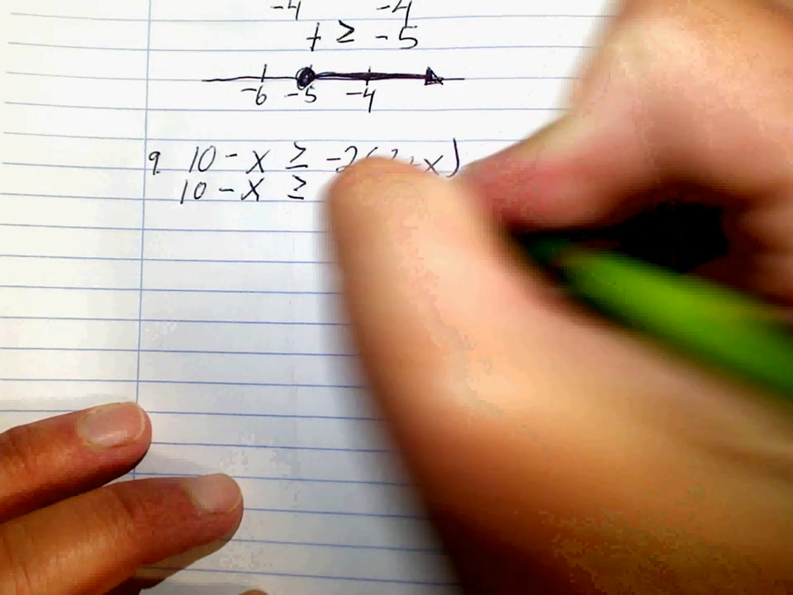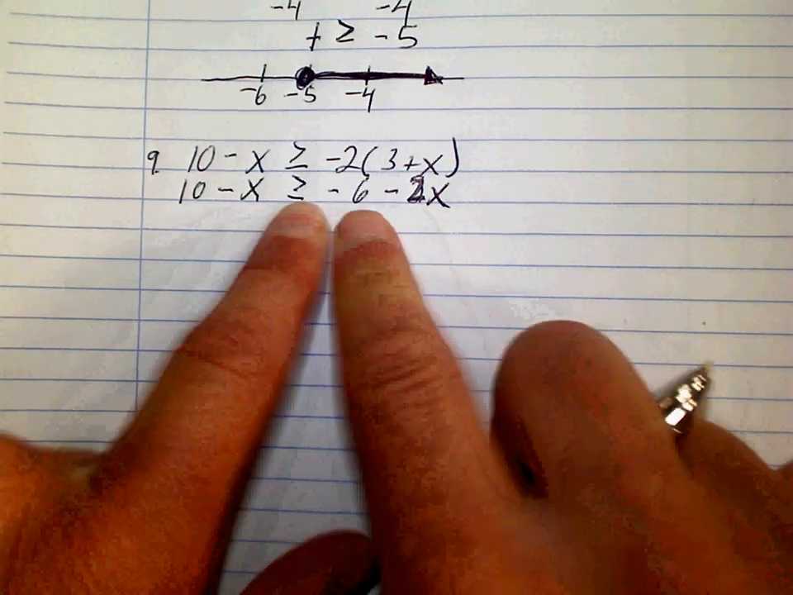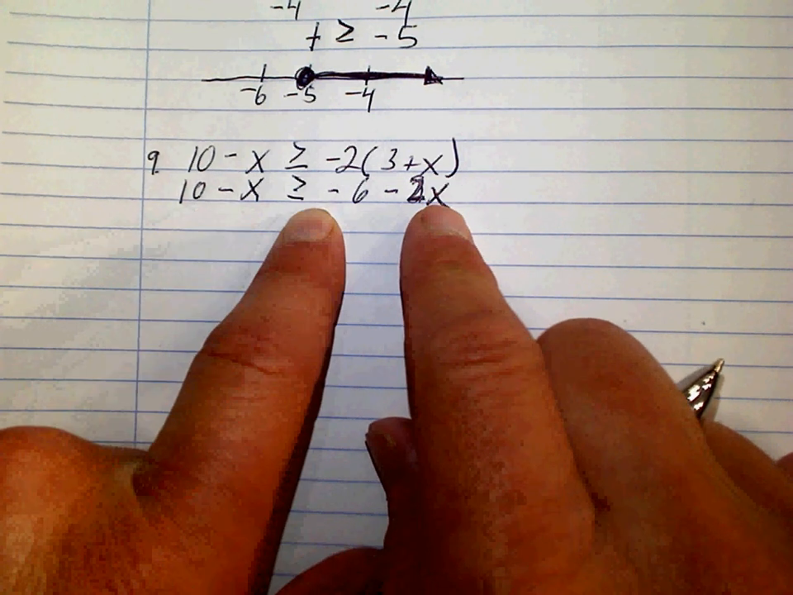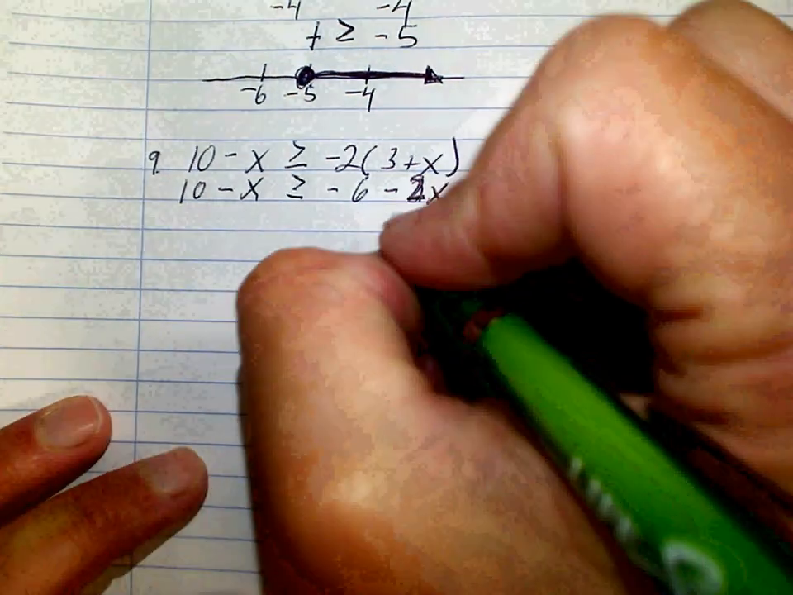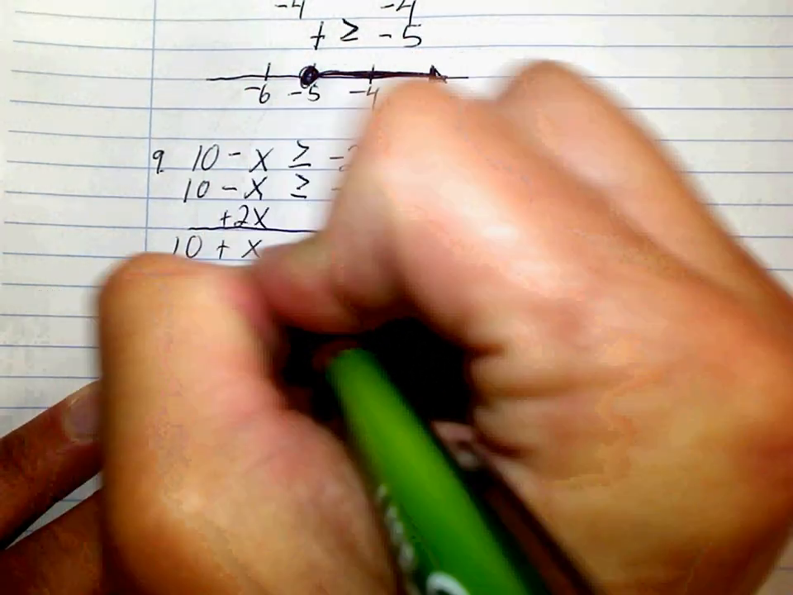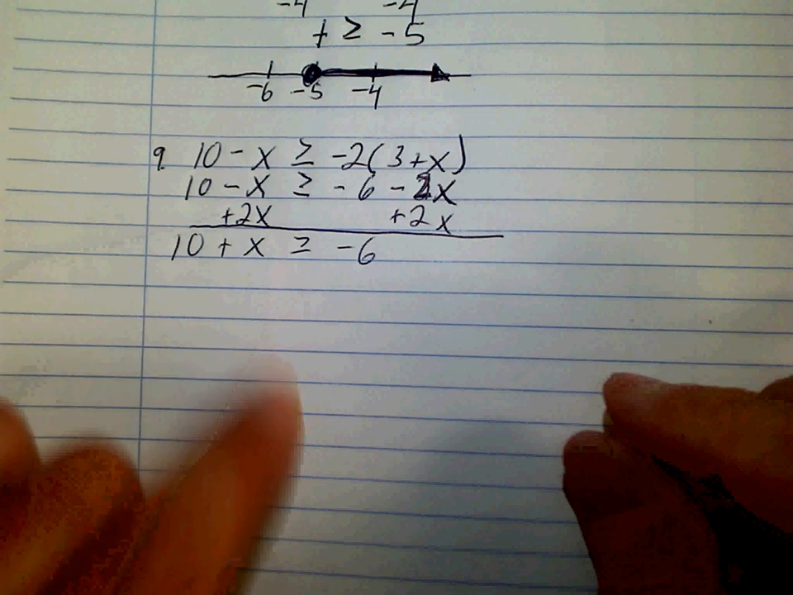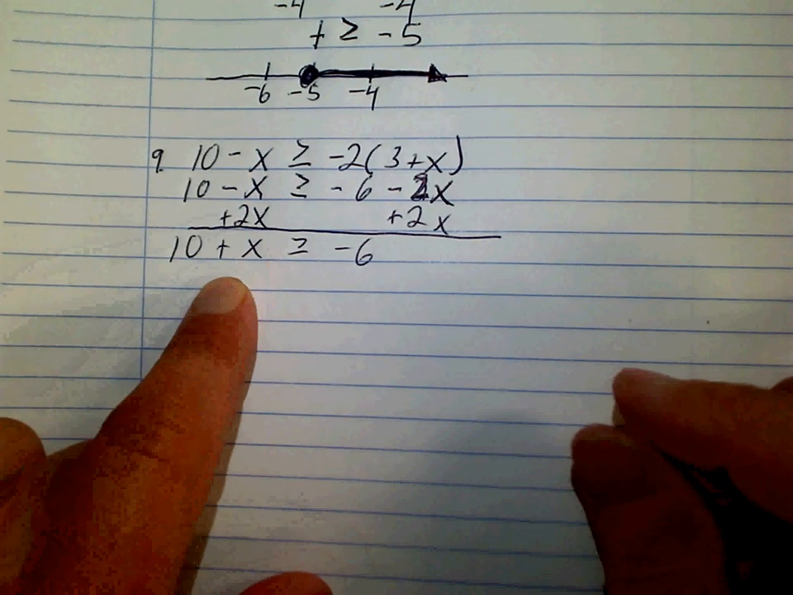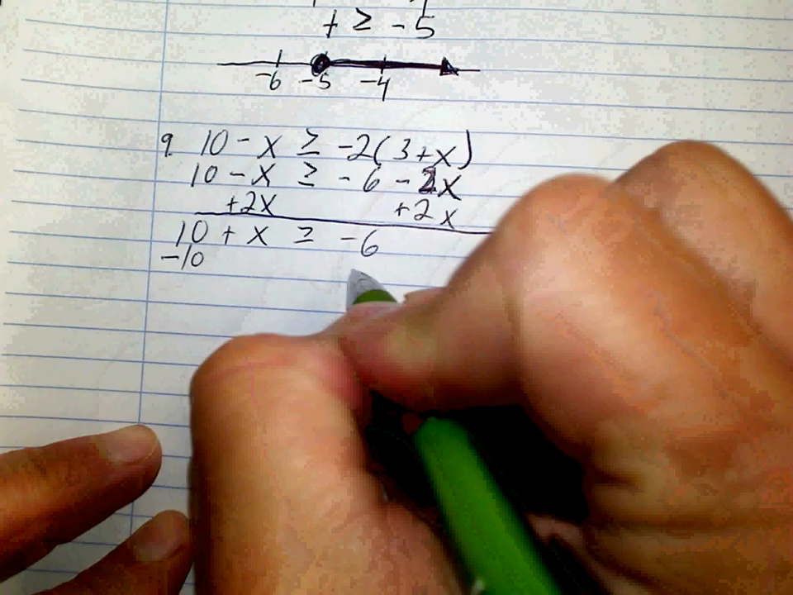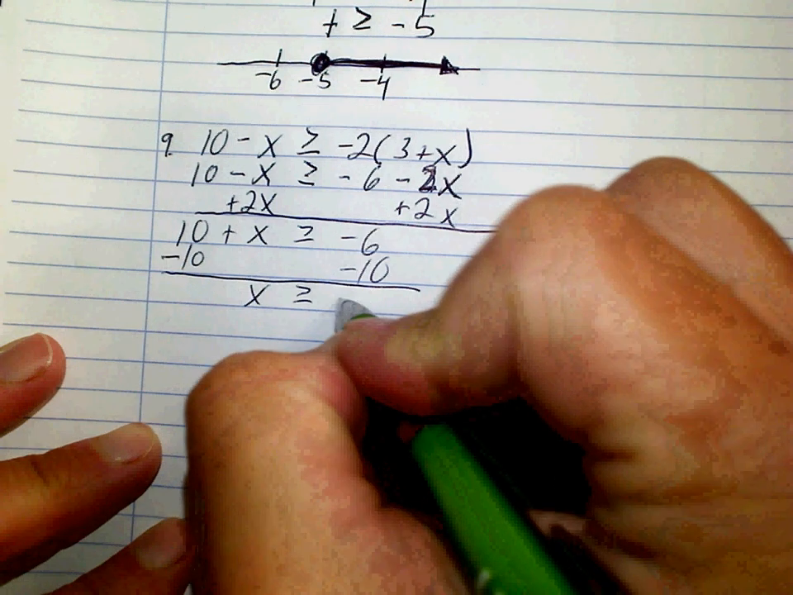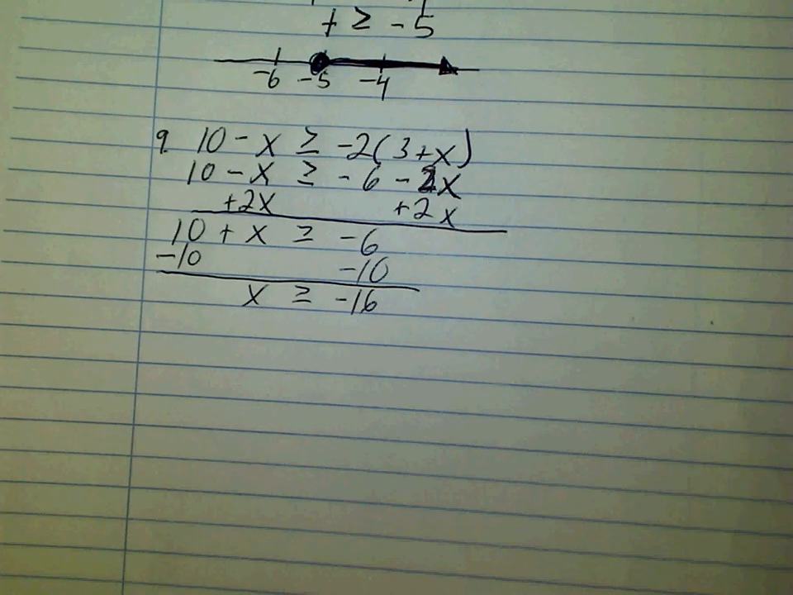And now I just want to decide where am I going to put my unknown and where will I put the rest of everything. So I'm going to bring the 2x over here. So add the 2x. Leaves us with 10 plus x greater than or equal to that -6. -1 plus 2 is 2. Excuse me, -1 plus 2 is 1x. Subtract the 10. X would be greater than or equal to, what's that, -16? Did I mess anything up? Does it look all right?